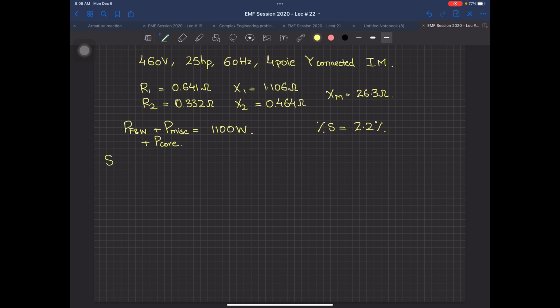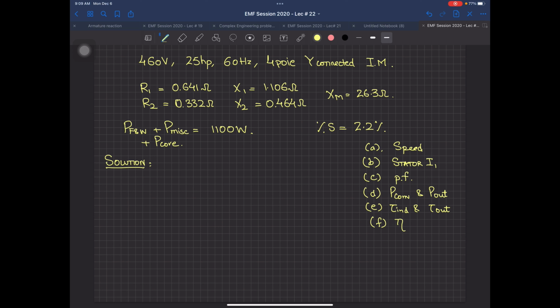Now, when you are talking about the solution, first of all, let me write down what is asked. The first part asked is the speed. Second part asked is the stator current, and certainly this is the stator I1 I'm talking about. Then it is asked the power factor. Then it is asked P converted and P out. And then it is asked the torque induced and T out. Both are asked. And the last thing asked is the efficiency.